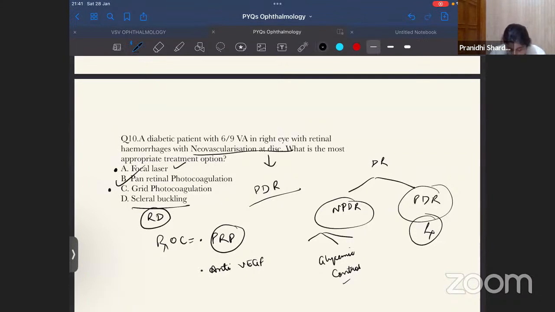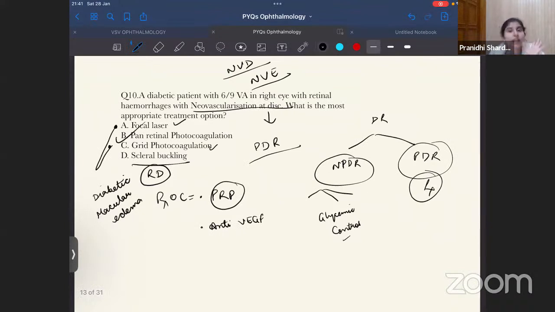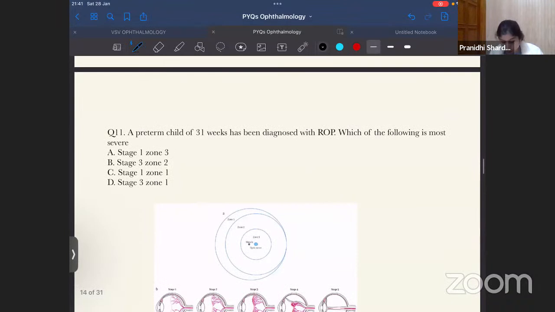Then what are focal laser and grid? These are the treatments done in diabetic macular edema. Pan-retinal photocoagulation is done in any PDR, any neovascularization at the disc or neovascularization elsewhere. But if the question has just macular edema, we go for focal or grid photocoagulation. Okay, treatment of choice, PRP.